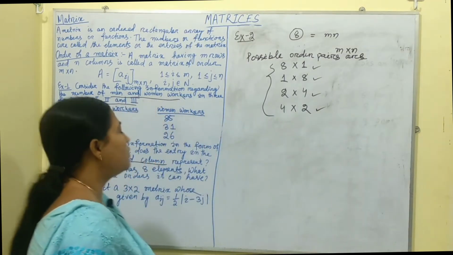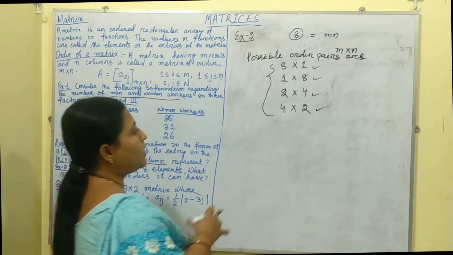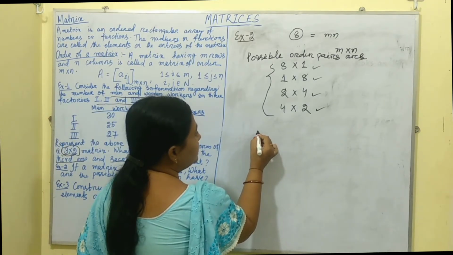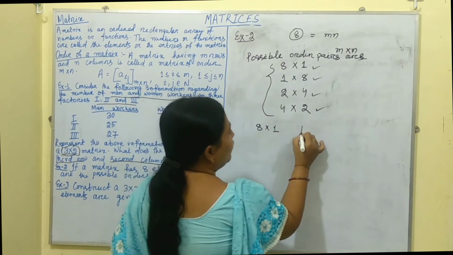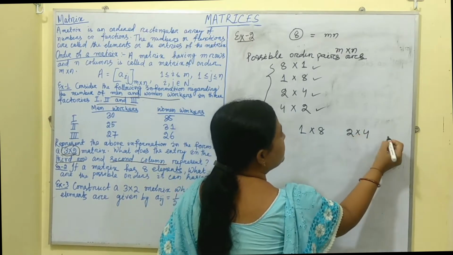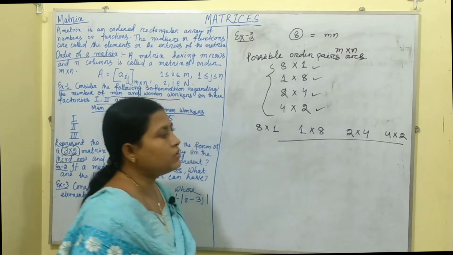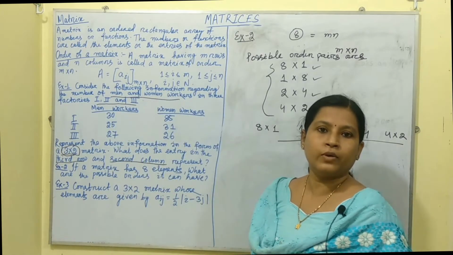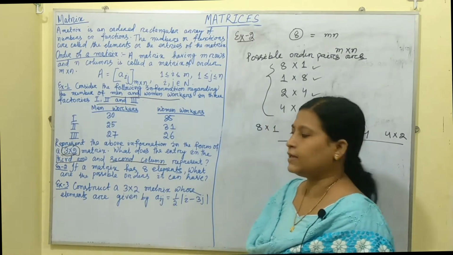So the possible orders it can have: 8 by 1 matrix, 1 by 8 matrix, 2 by 4 matrix, and 4 by 2 matrix. So there are 4 possible ways. Next come to example 3.